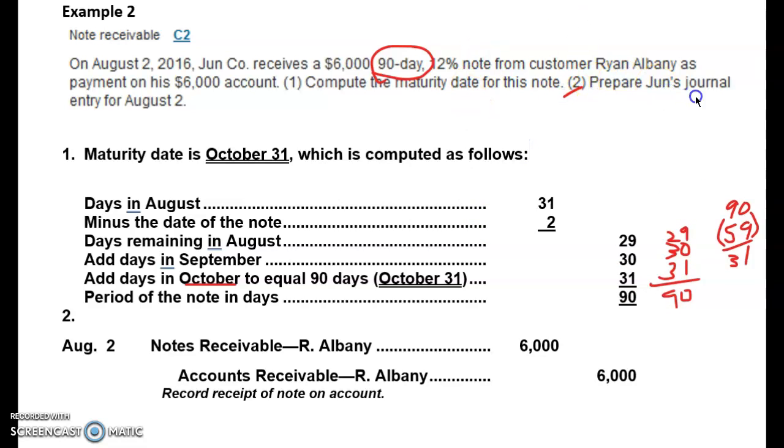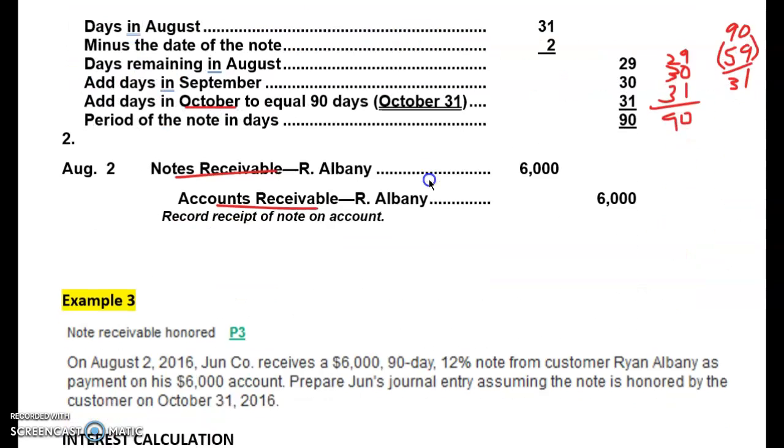The second part said prepare the journal entry for August 2nd: debit notes receivable, credit accounts receivable. What he did was say, look, I'm not going to be able to pay off my account receivable in time. Could you give me an extension or something to help me out? And the company said, sure, but we'll charge you interest on this one. And that's how that one works.